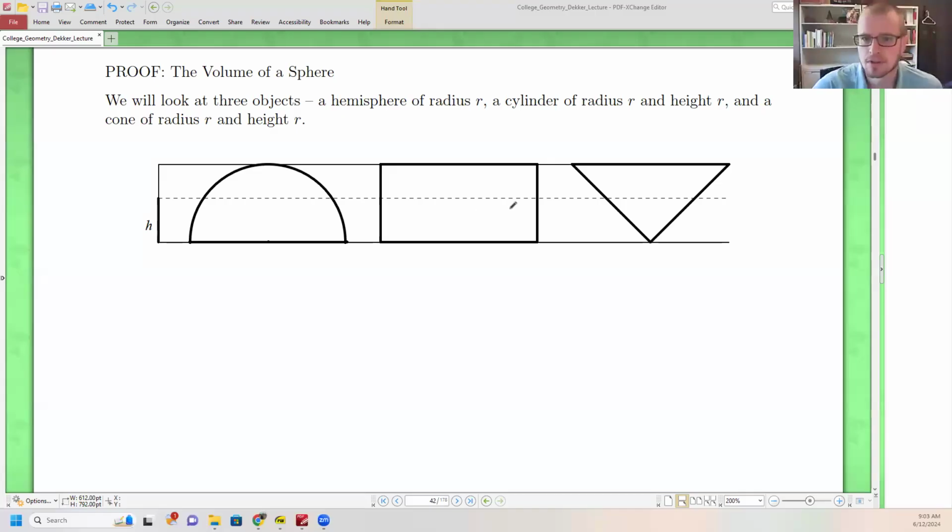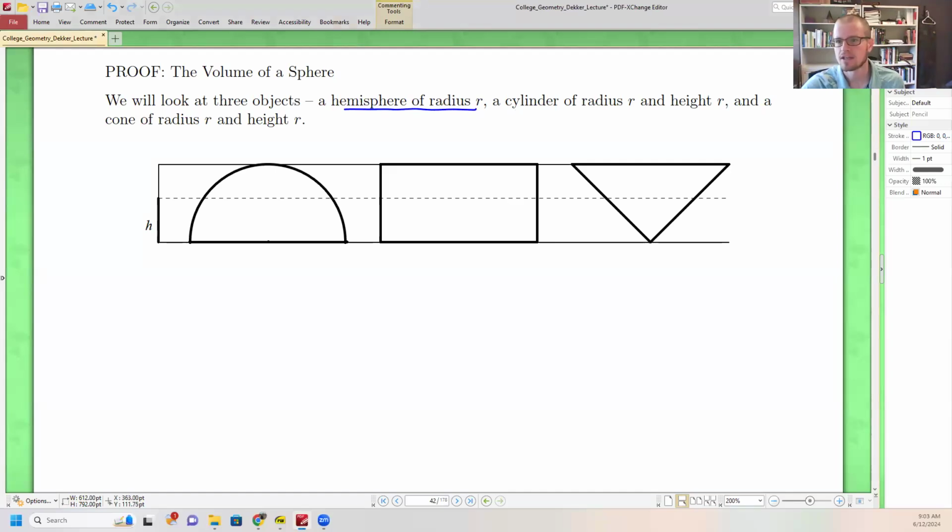Welcome to the office. We want to take a look today at a proof for the volume of a sphere. Of course, the formula here. So we want to consider three objects for our proof. What we're going to consider is a hemisphere of radius r, a cylinder of radius r and height r, and a cone of radius r.